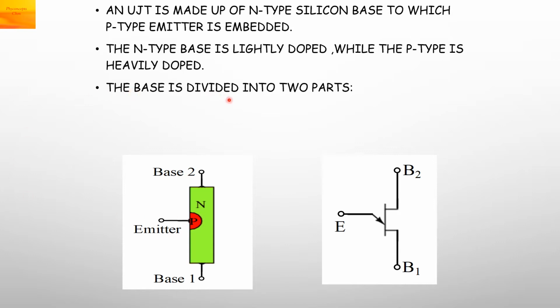The base is divided into two parts. From the N-type layers on two sides, the base terminals are taken out and they are called base 1 and base 2. This is the symbol of UJT. And from the P region, the third terminal is taken out, that is the emitter. So base 1, base 2 and emitter, these are the three terminals.